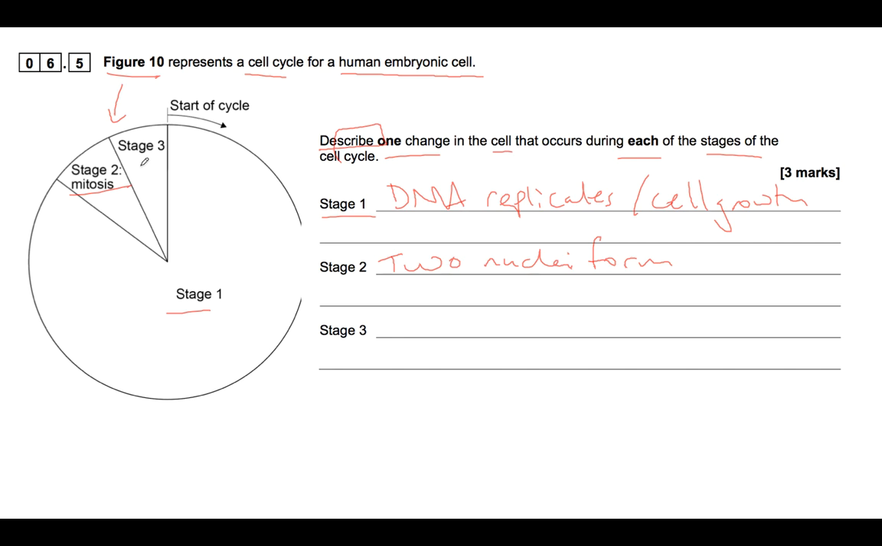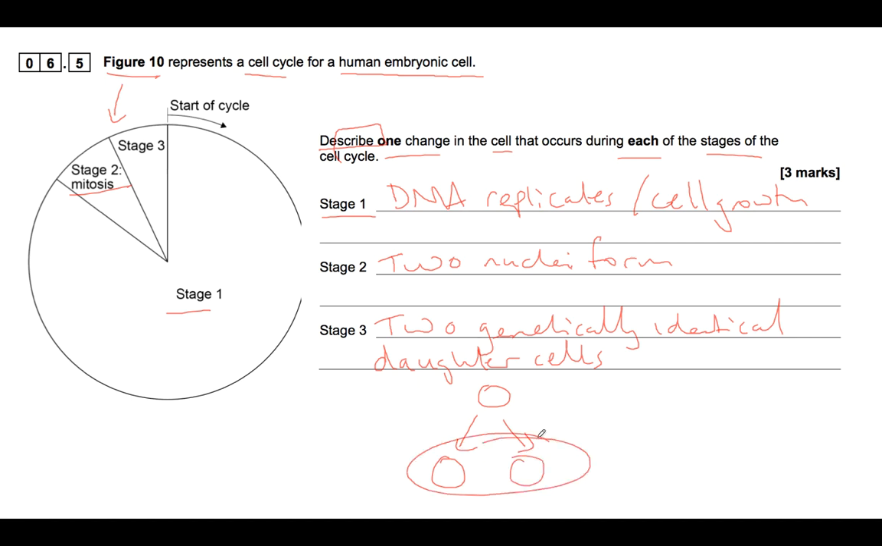And lastly, stage 3, this is where we end up at this point with 2 genetically identical daughter cells. So in the end, we've had the one cell, they've undergone mitosis, and by stage 3, we have our 2 genetically identical daughter cells that are formed, and that is stage 3.